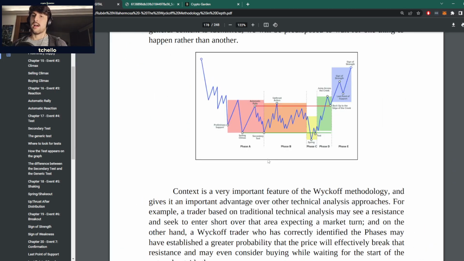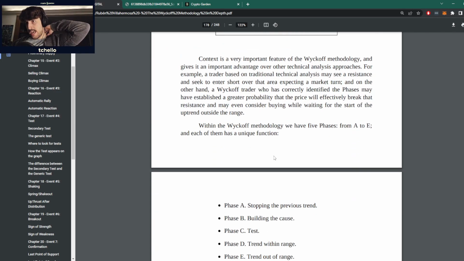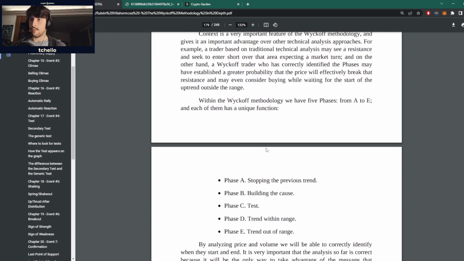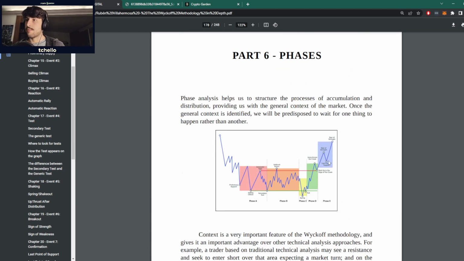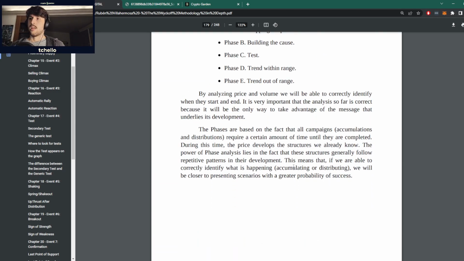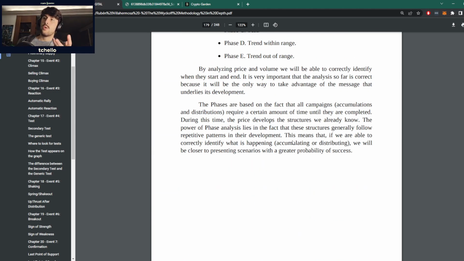Okay, so again, we have five phases here in the Wyckoff theory. So we have phase A, in which we stop the trend, phase B, in which we build a cause, phase C, in which we do some testing, phase D, in which we start a trend, an uptrend or a downtrend, within the range that was formed during phases A and B, and phase E, which is when we break out of the range. Okay? Again, we have many different phases, and every one of them is a campaign with specific purposes, right?